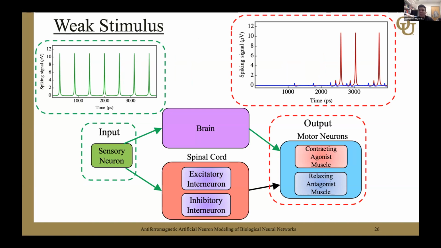Instead, the sensory signal must travel all the way through the brain to the motor neuron. This causes a large delay between the neural network receiving stimulation and the resulting reaction in the muscles.